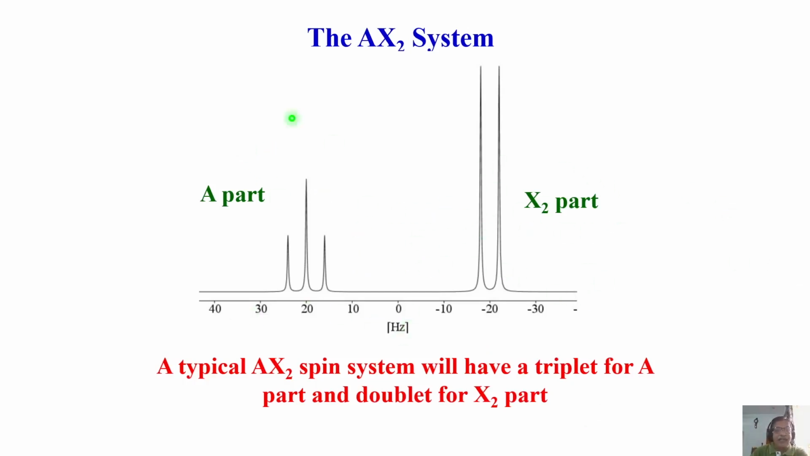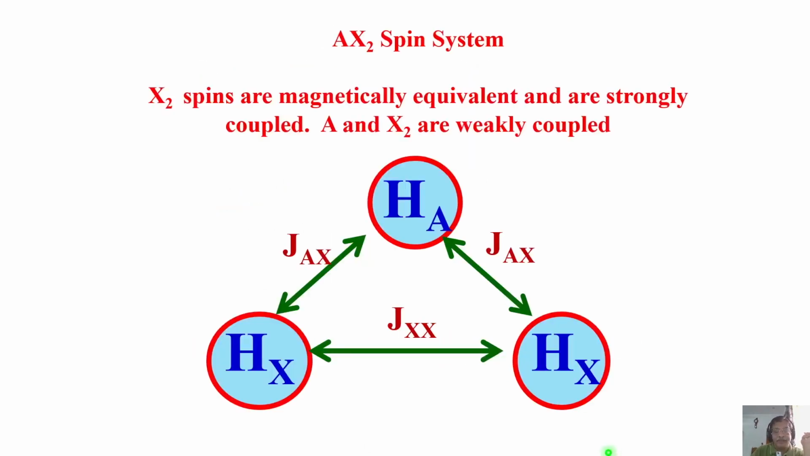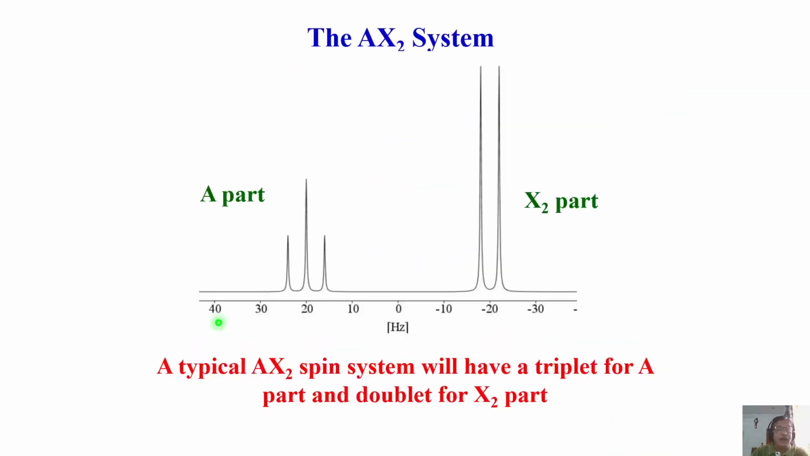AX2, X2 part and A part. What is the A part? The A part is a single proton. But this is coupled to two equivalent protons. Apply your 2nI plus 1 rule. It has to be a triplet. Exactly, it's a triplet. What about the X part? The X part is coupled to only a single proton. It has to be a doublet. So when you get a spectrum like this, the A part is split into a triplet because of X2, and this is the X2 part split into a doublet because of A.